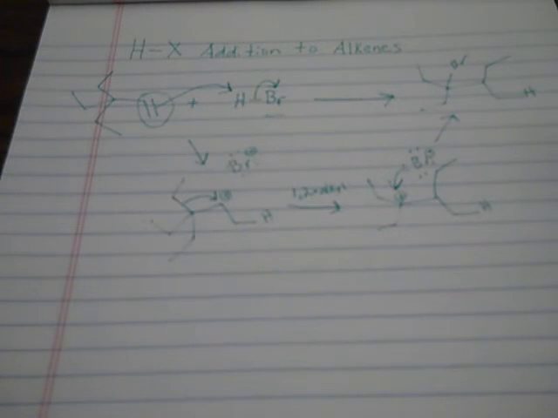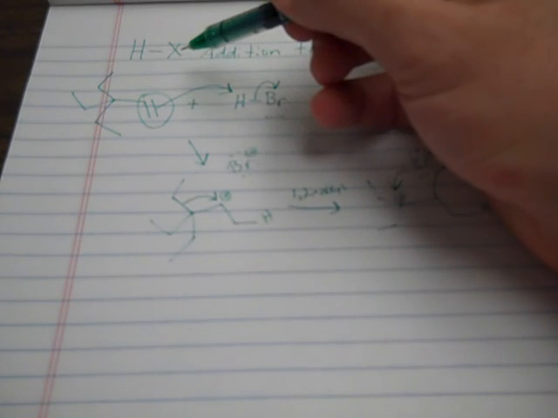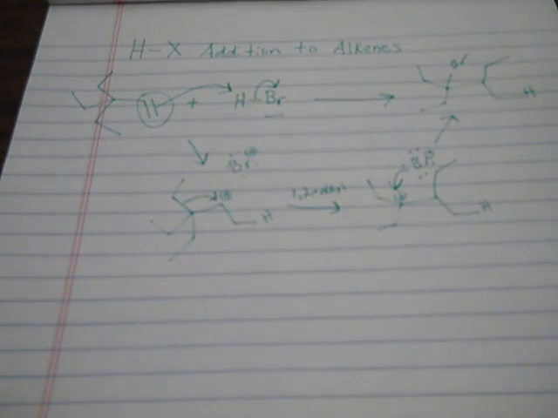So in this case, this is an example where it's not simply adding a hydrogen to one side of an alkene and an X group to the other, but rather we need to think about what the mechanism tells us about our reaction.